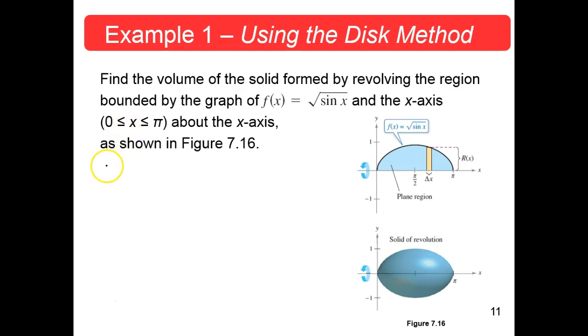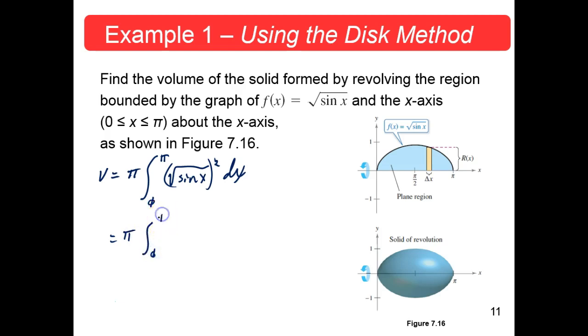Okay, so what would it look like? V is equal to pi, the integral from 0 to pi of the square root of sine x, squared, dx. All that's going to come out pretty nice, isn't it? What's the square root of sine squared? All right, so this is going to be pi times the integral from 0 to pi of sine x dx.